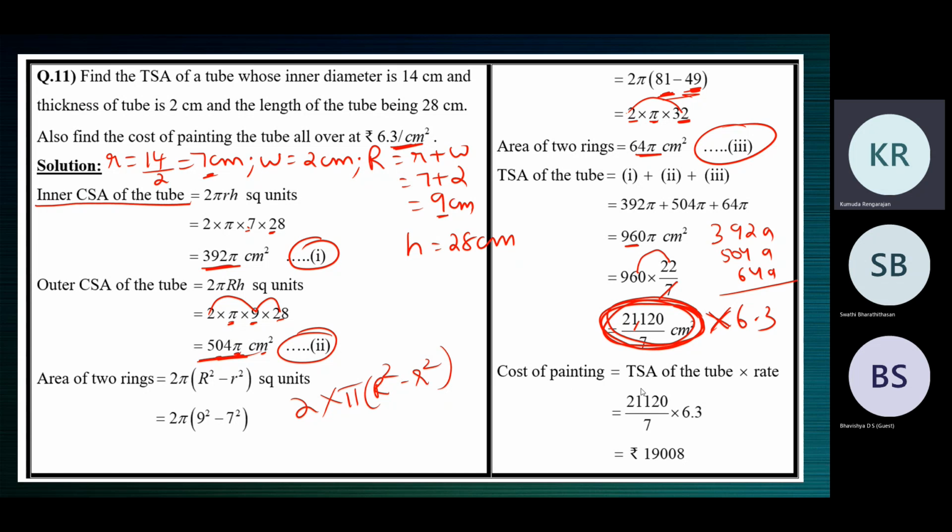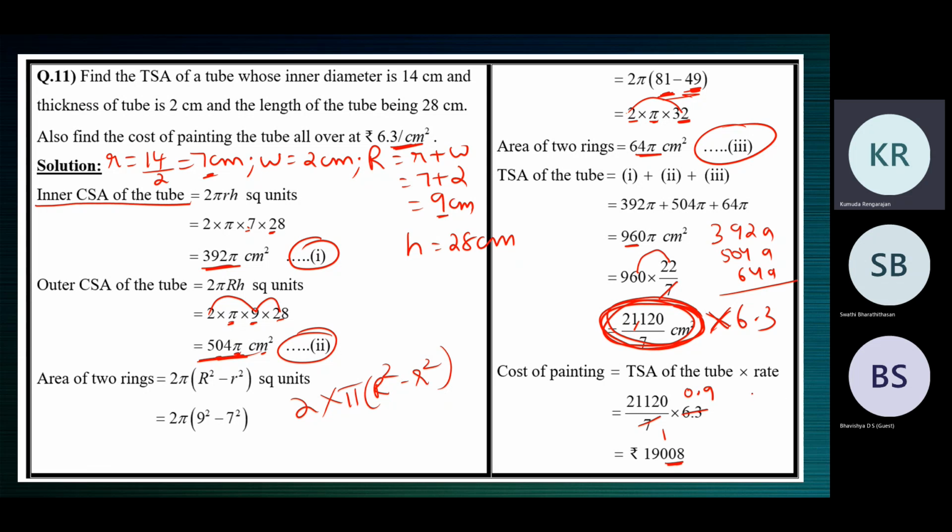So multiply, children, this one by 6.3. If you want, you can convert this to a fraction also. See, I straight away simplified like this. 7 ones are 7 and 7 nines are 63. So it will be 0.9. And then I multiplied 21,120 by 0.9 and I got this answer, 19,008.